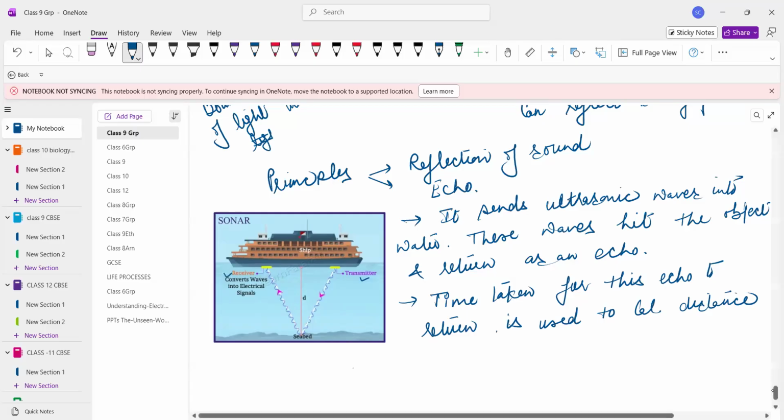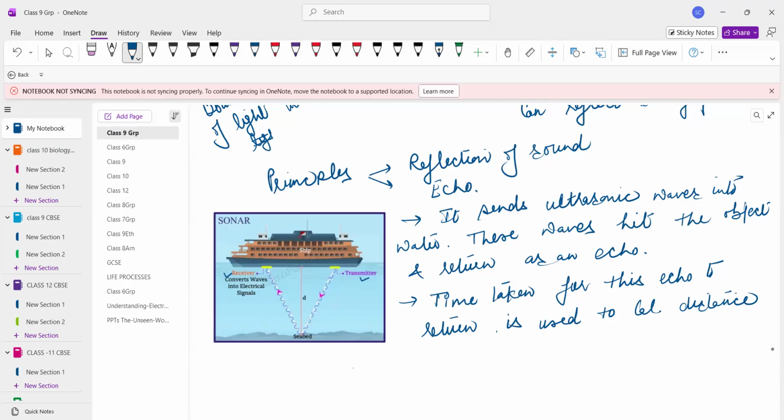Wouldn't echo and reflection of sound be the same principle, ma'am? Yes, echo and reflection are both related to each other. Okay, ma'am.